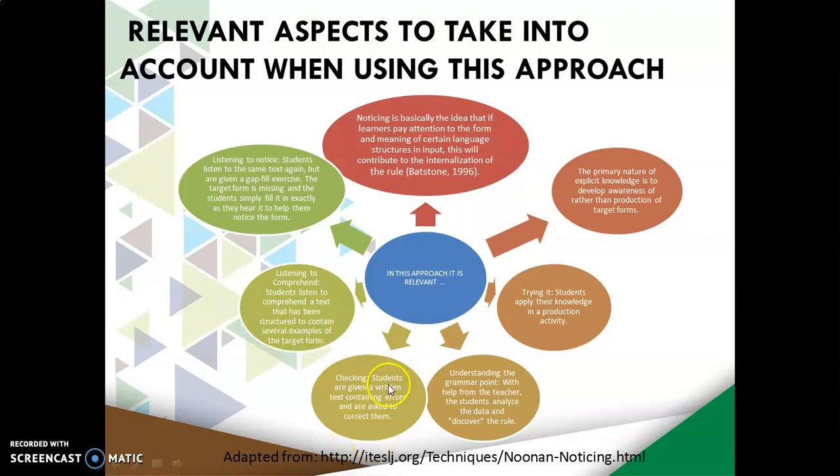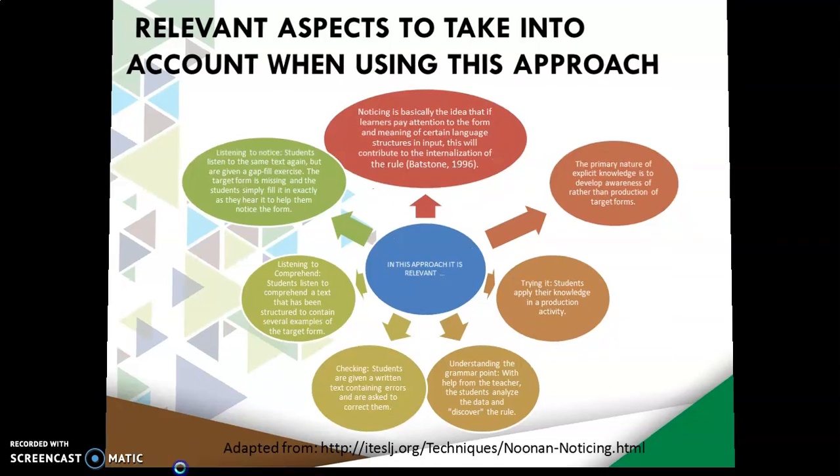We can use checking also. Students are given a written text containing errors, and then we ask them to correct them. We can use understanding the grammar specific point. With the help of the teacher, the students analyze the data and discover the error. And finally, we can try it. The students apply their knowledge in a production activity.